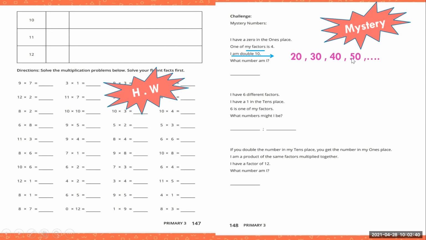10, 20, 30, 40, 50, and so on. Try to know which of them has 0 in one's place. All of them, okay? All doubles of 10 have 0 in one's place. And which of them has 4 as a factor? 4 as a factor means this number can be the result of multiplying 4 times any number. So 20, can 20 be the result of multiplying 4 by any number?